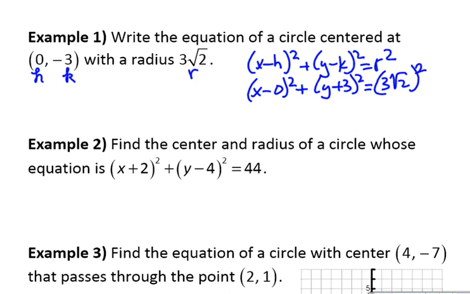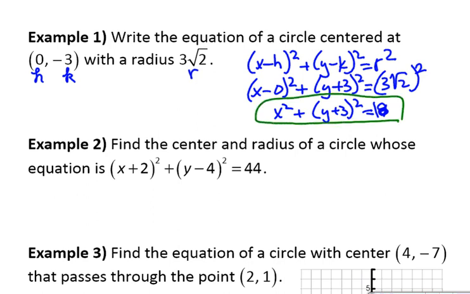So let's simplify that a little bit. This will be x squared plus, and we'll just leave this as (y plus 3) squared, and it's equal to 3 radical 2 times 3 radical 2, which would be 9 times 2, which is, I'll go ahead and write that, 18. So that's going to be my answer right here. That's the equation of our circle.